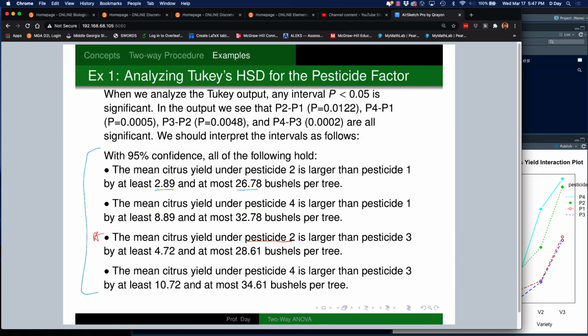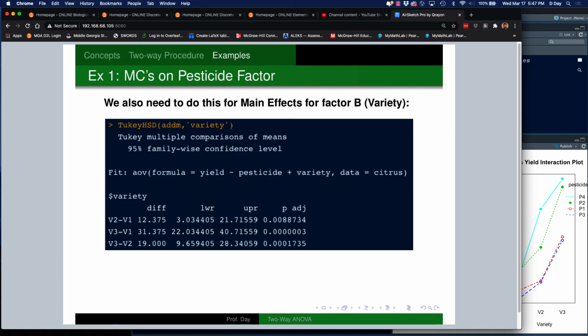Now that was just on factor A, the pesticides. We also have to do factor B, look at the main effects for factor B on the variety. So all we have to do is run another Tukey's HSD function in R on the additive model and look specifically at the variety. So notice in quotes again, single or double.